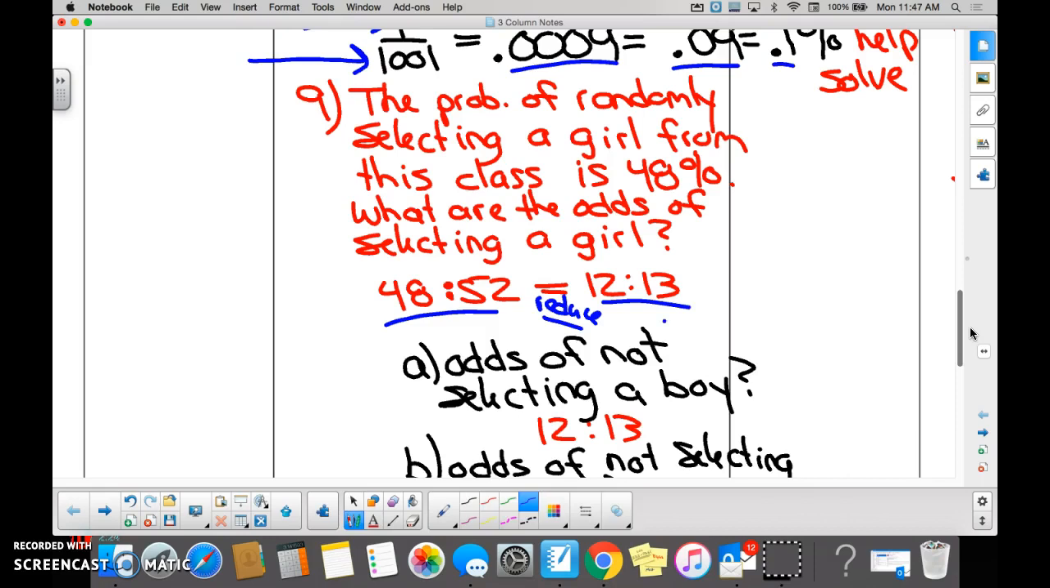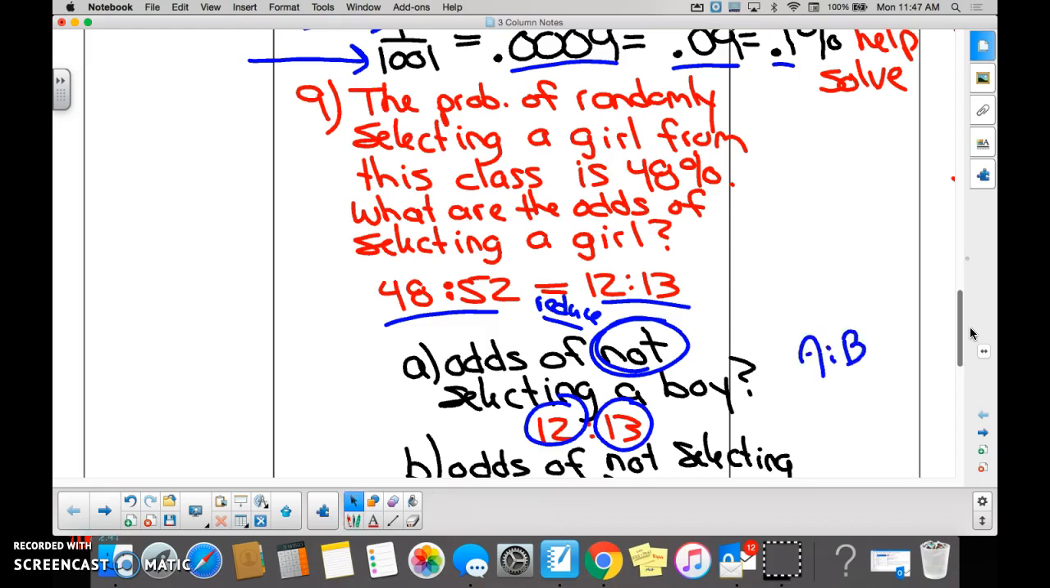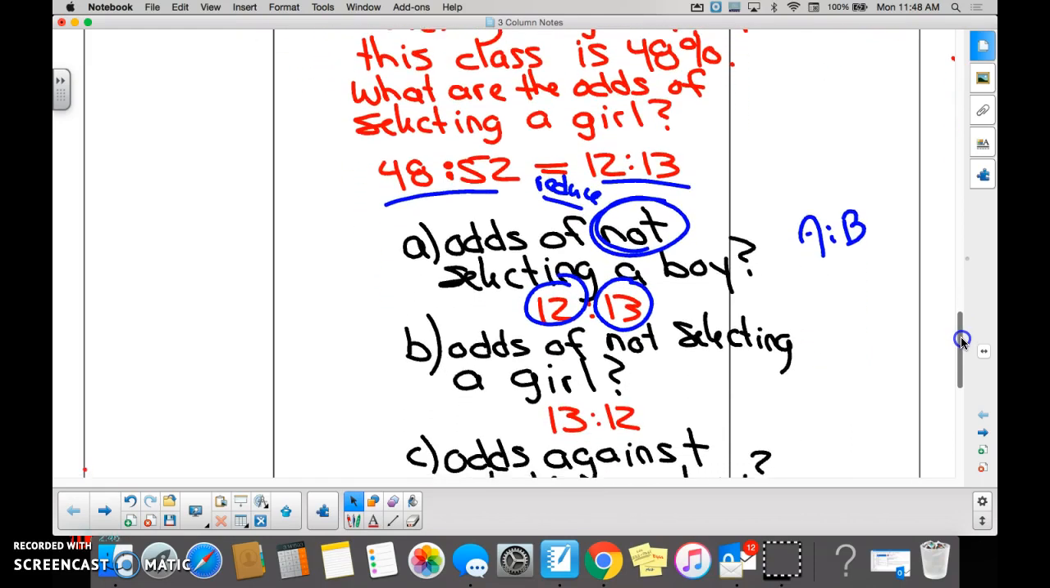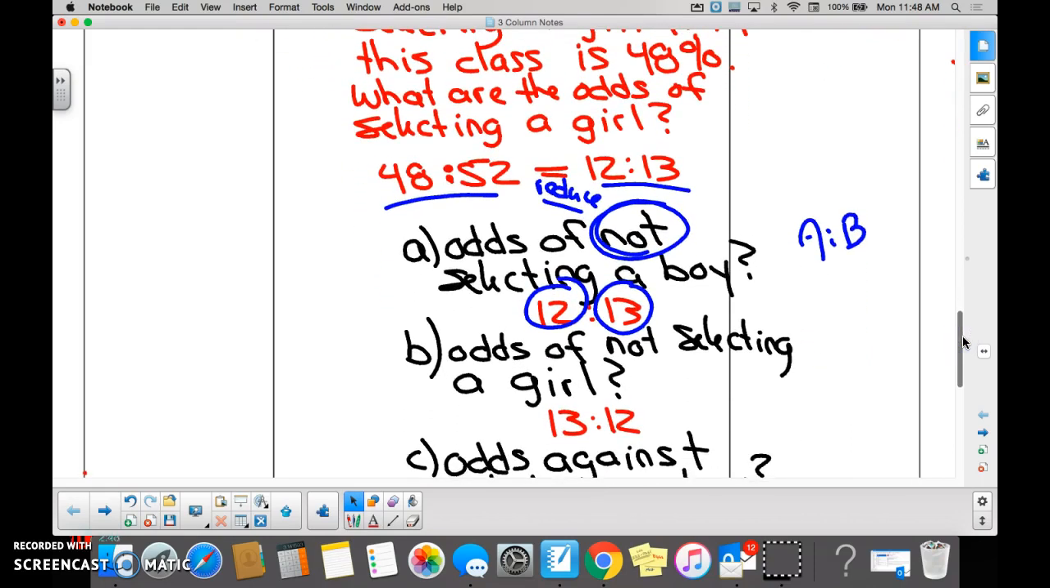So this is where I myself get in trouble all the time. Not means opposite. So what is the odds of not selecting a boy? So the odds of selecting a girl is 12 to 13. Because we have that A to B, and A is favorable, B is unfavorable. So thank you for that, Anna. That's going to help me. B, the odds of not selecting a girl. So what's the opposite of selecting a girl? Selecting a boy. And how many boys are there? 13. That's our favorable. So 13 to 12.